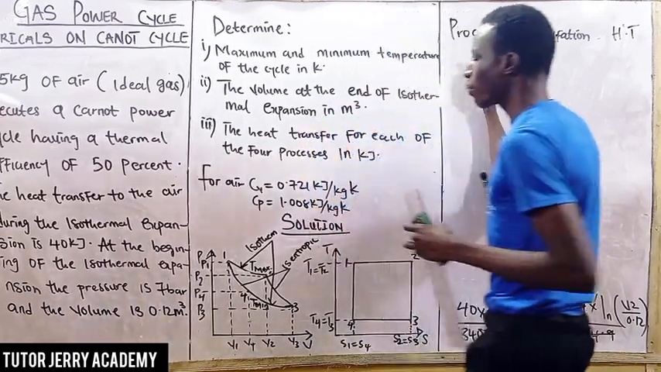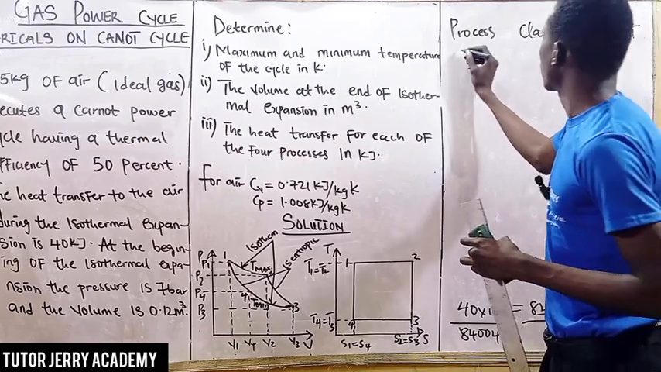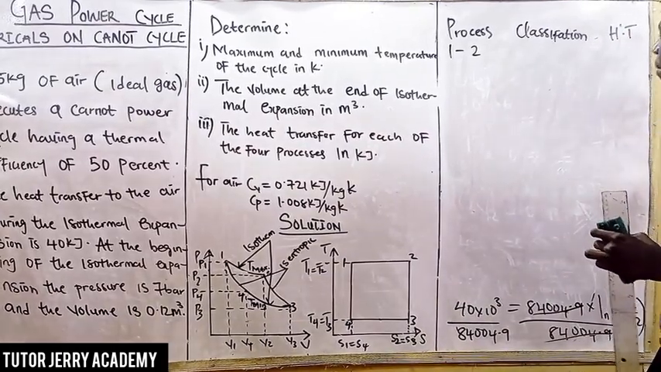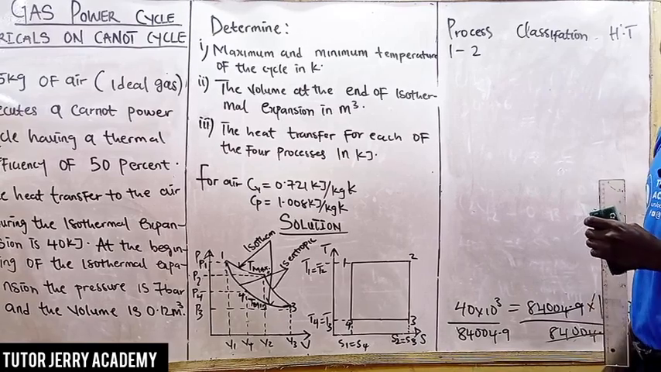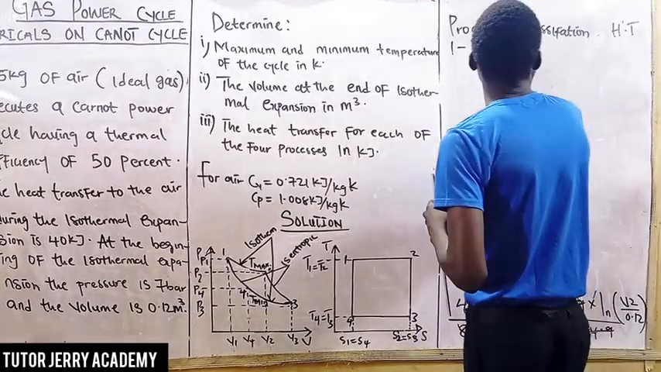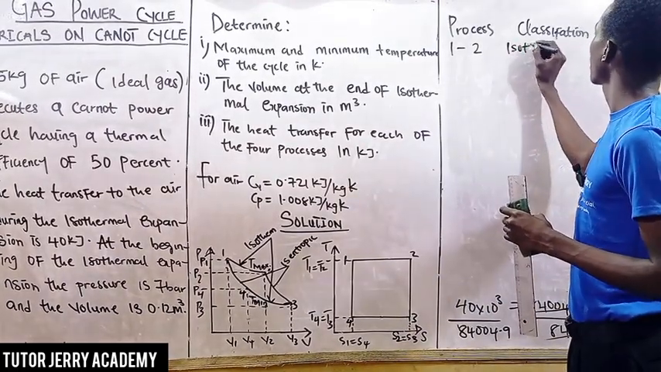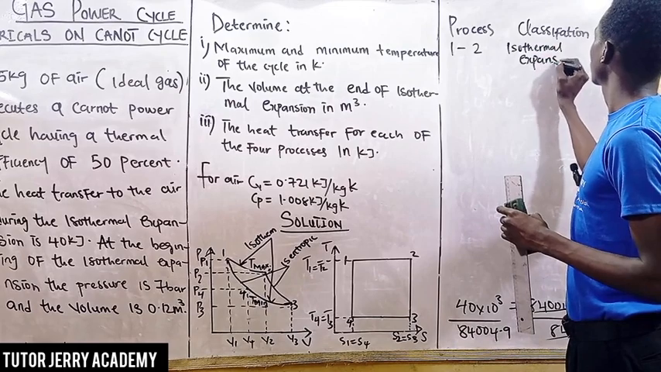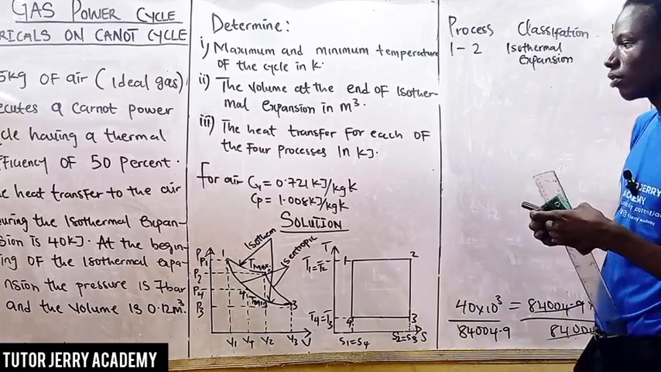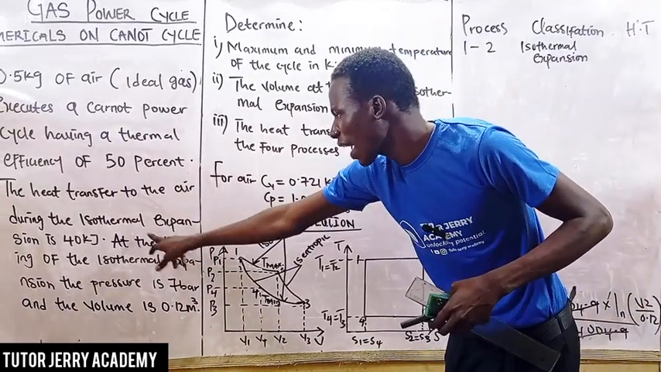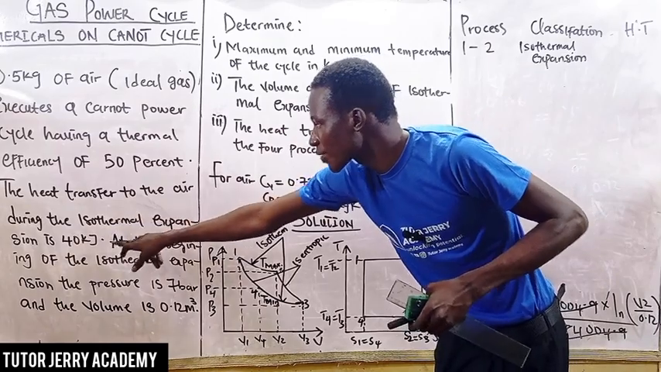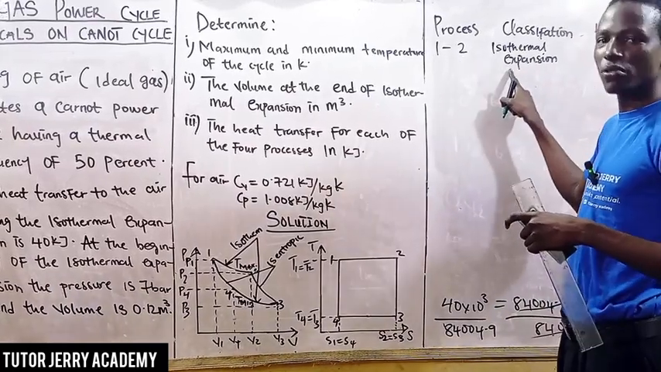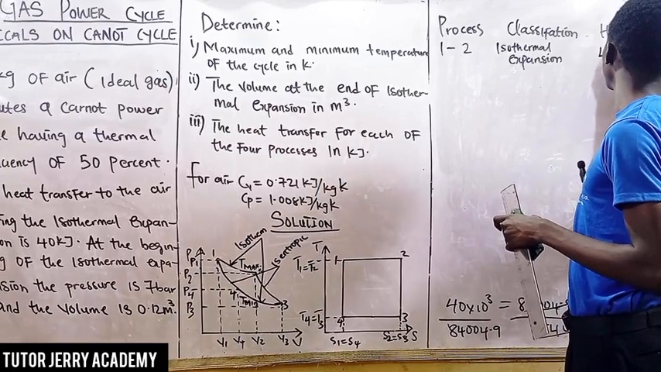Now, for process 1 to 2, we are having isothermal expansion. And of course, don't forget from the question, we're told that during the isothermal expansion, we have a heat transfer of 40 kilojoules. So our heat transfer for process 1 to 2, which is isothermal expansion, is 40 kilojoules.